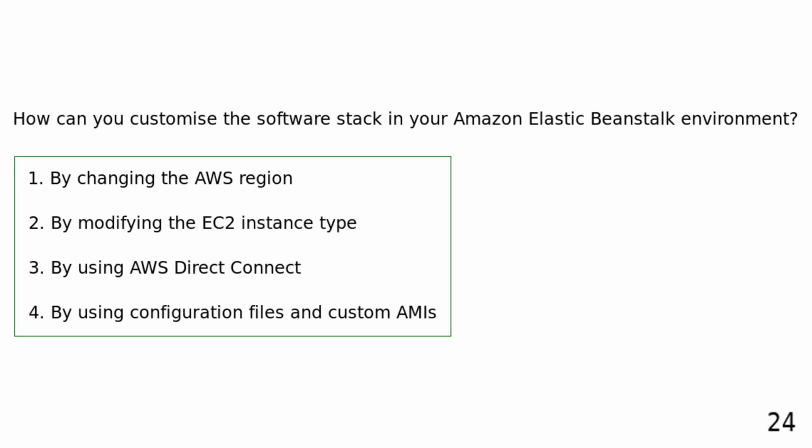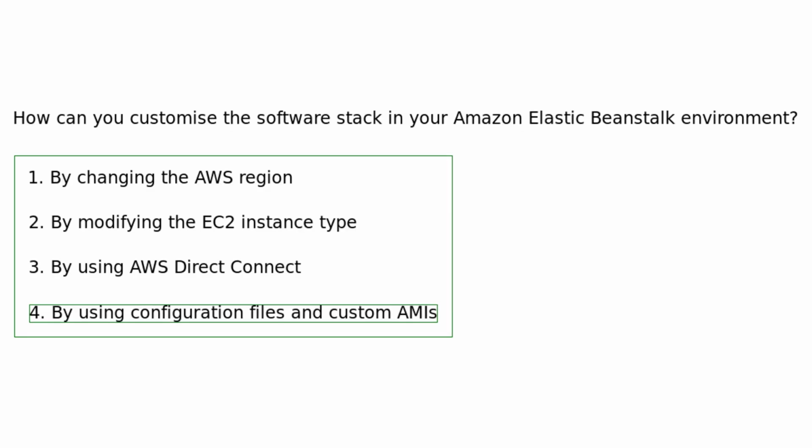How can you customize the software stack in your Amazon Elastic Beanstalk environment? By changing the AWS region. By modifying the EC2 instance type. By using AWS Direct Connect. By using configuration files and custom AMIs. The software stack can be customized using configuration files and custom AMIs.